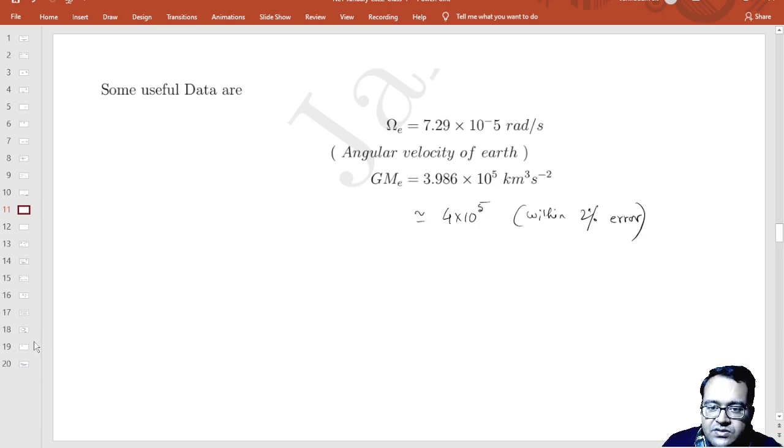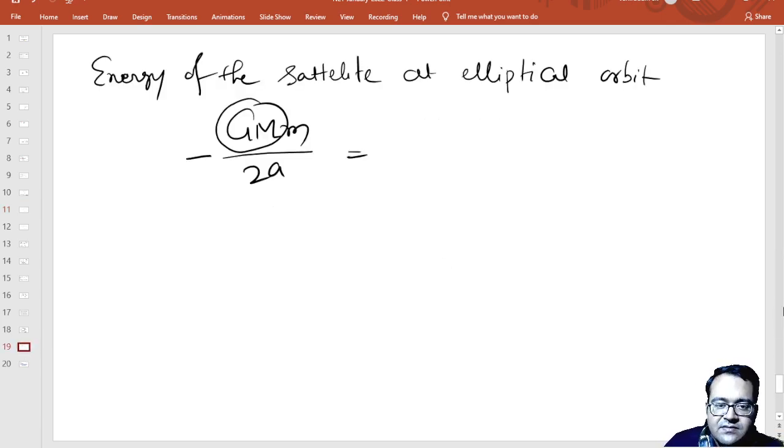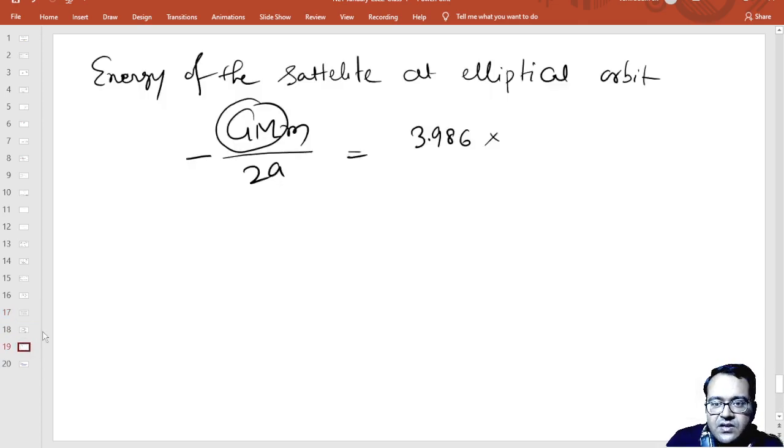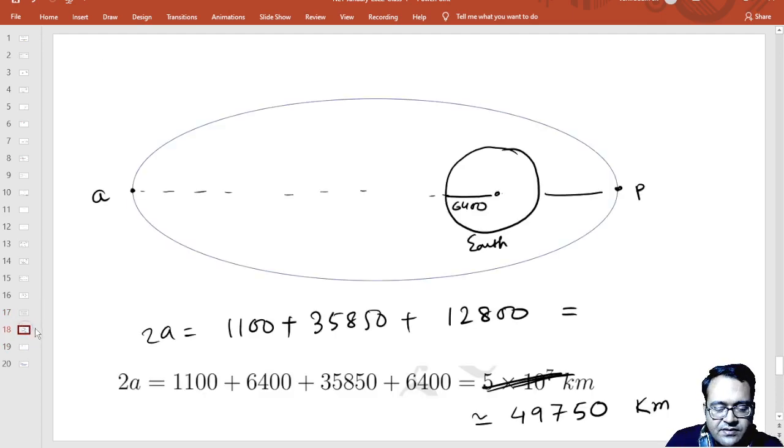3.986. We discussed that everything is in kilometers: all distances, all velocities, all length units are in kilometers. The mass is 2000 kg, and this 2a is 49750 kilometers.